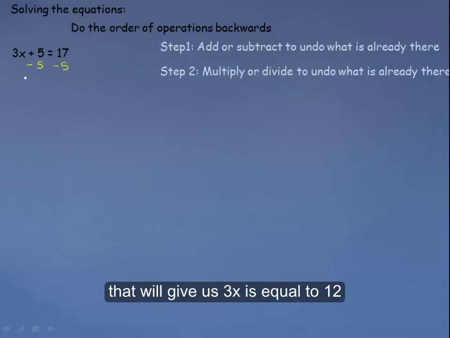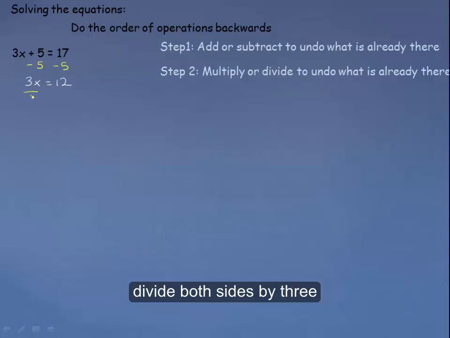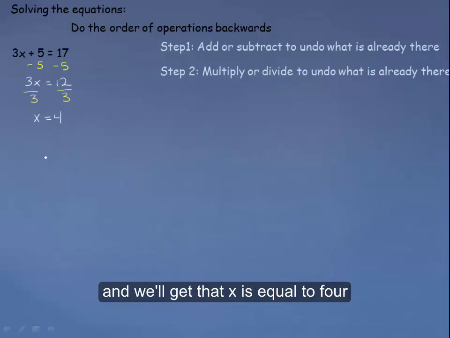That will give us 3x is equal to 12. Then the next step is to multiply or divide to undo what was already there. This is multiplication, so to undo the multiplication, we'll divide both sides by 3, and we'll get that x is equal to 4.